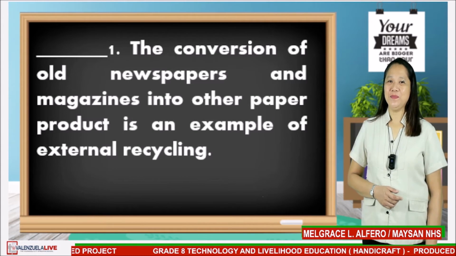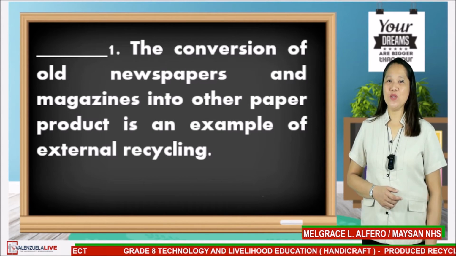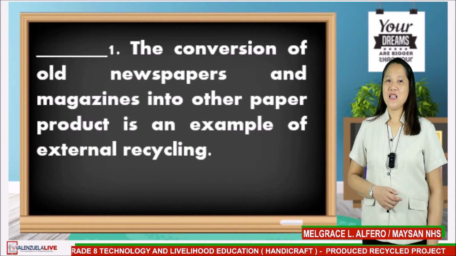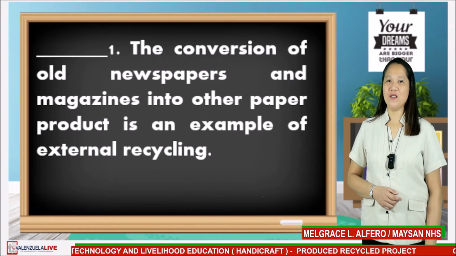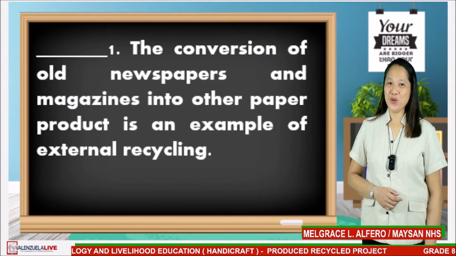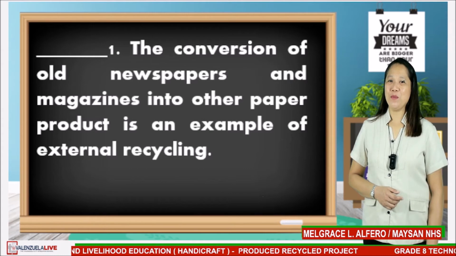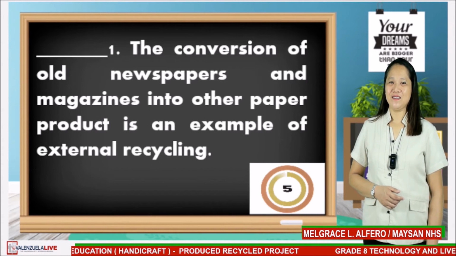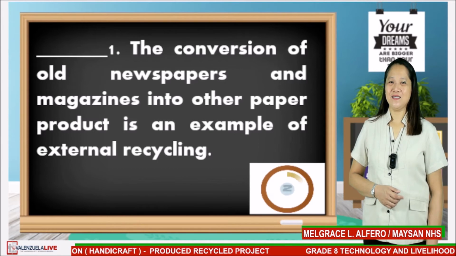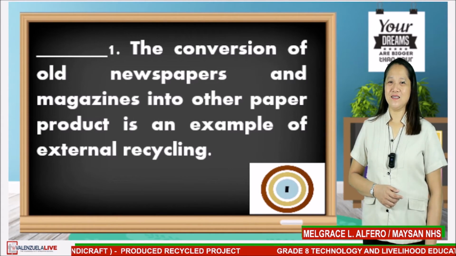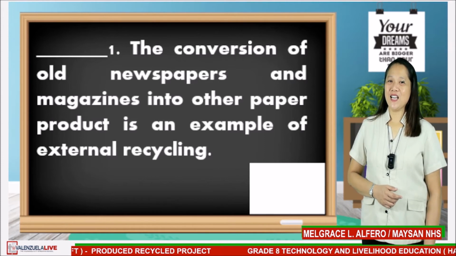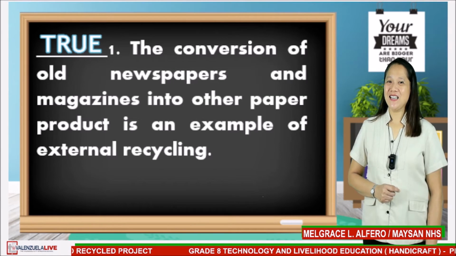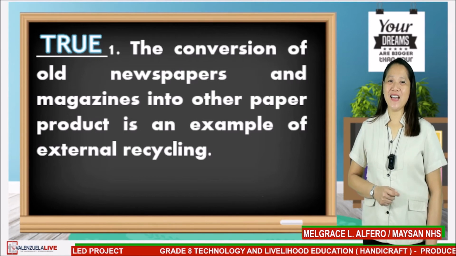Number 1, the conversion of old newspapers and magazines into other paper product is an example of external recycling. Is it true or false? Timer starts now. Time is up. What is the answer? The answer is true. You are correct.